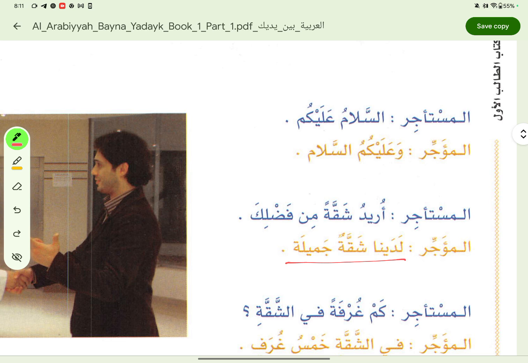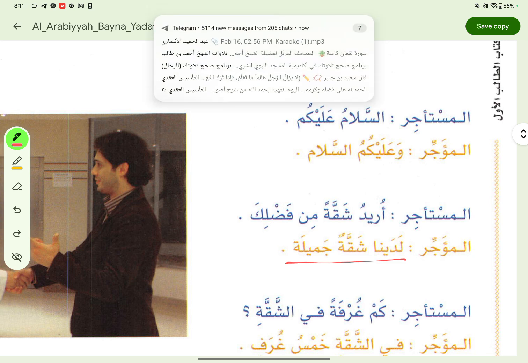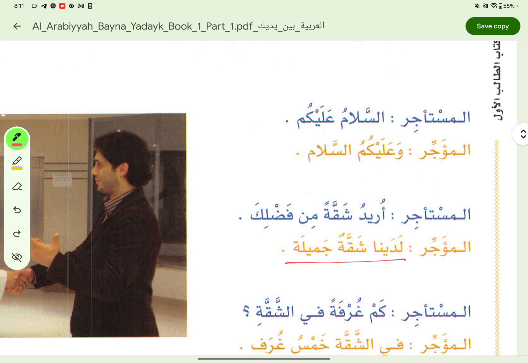We have here لدينا شقة جميلة. لدينا is a new word for us as well. Alright. لدينا means we have. We have. Okay? So لدينا, we have. شقة جميلة. We have a beautiful apartment.